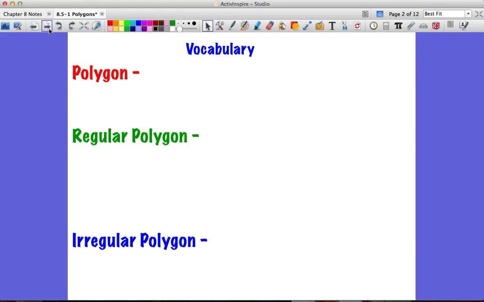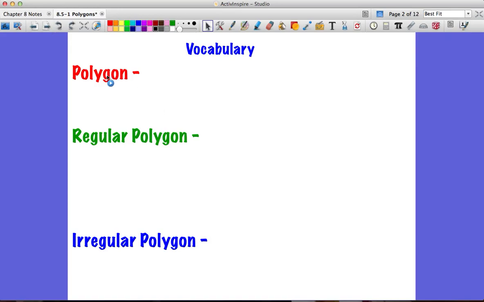Alright, so first you need to go to your vocabulary. There are a lot of vocabulary terms, so if you need to, take a minute to pause, finish writing down a definition, and draw your example. Drawing your examples will be especially important for this lesson, as there are a lot of different polygons that we're going to draw, and you have to know the difference between each of them.